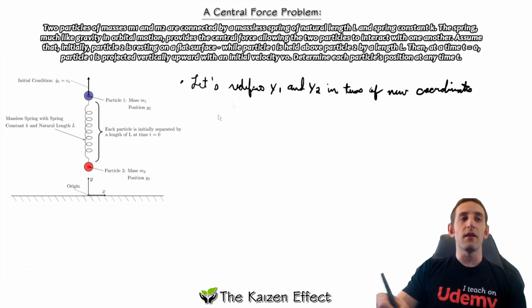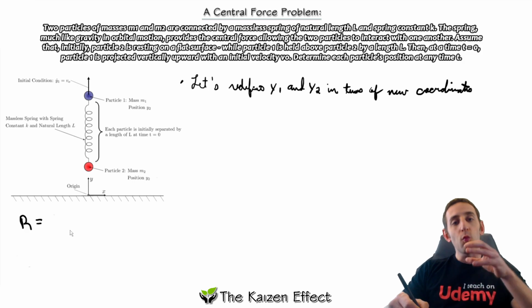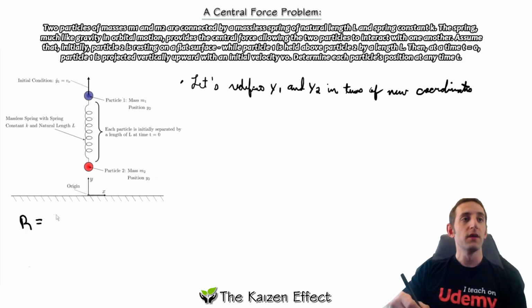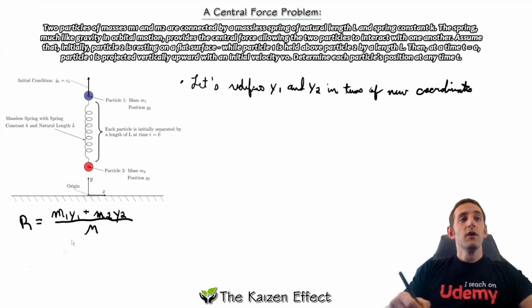So, what you've probably seen in a Physics 101 course is that you can track the center of motion. We usually call that a big R, okay? And the big R is basically just a mass-weighted average of the positions of these particles. So we could define this as m1 y1 plus m2 y2, over the total mass. We're going to call that total mass big M. That's just m1 plus m2, okay? So this can keep track of the center of mass of these guys, okay?